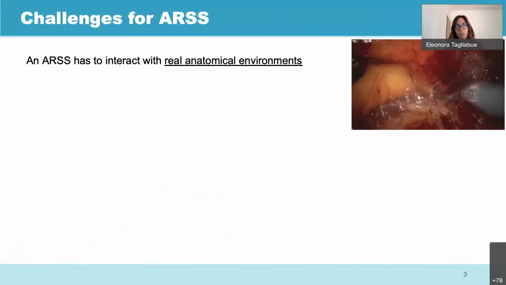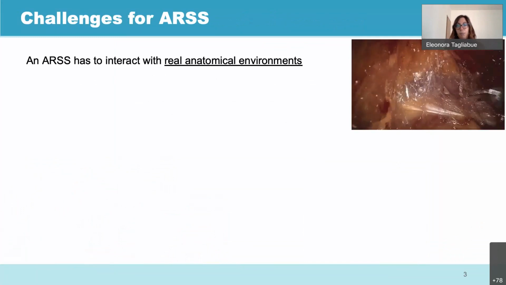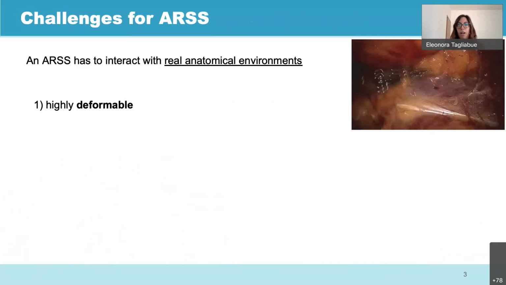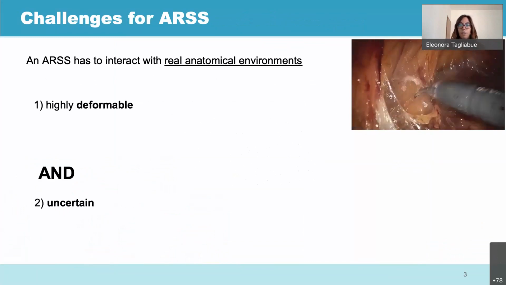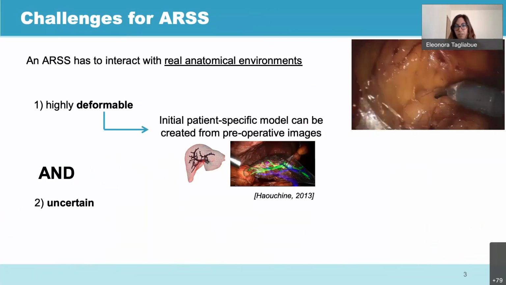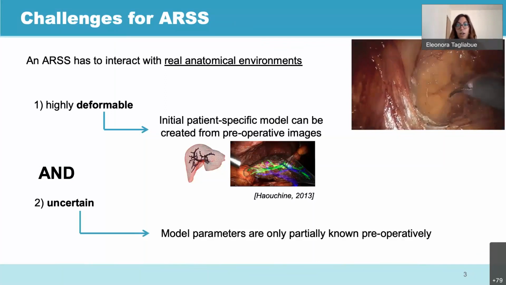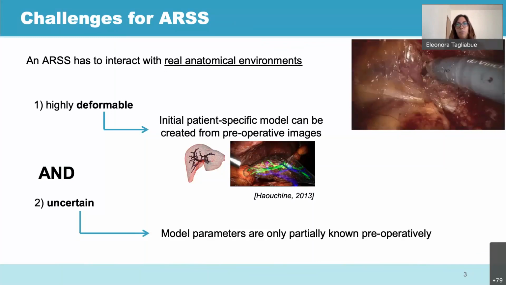So the main challenge when trying to automate a surgical task is given by the working environment, which is first, highly deformable, and second, uncertain. So even though a patient-specific deformable model can be created starting from the preoperative data, the model parameters are generally very difficult to know and can only be roughly initialized in a preoperative phase.